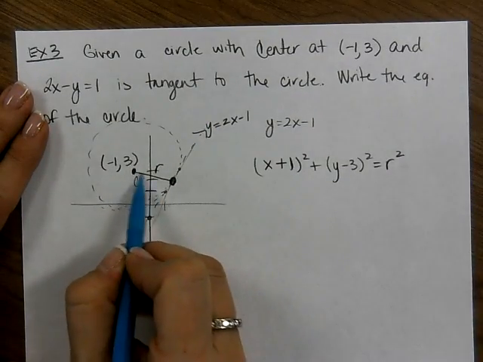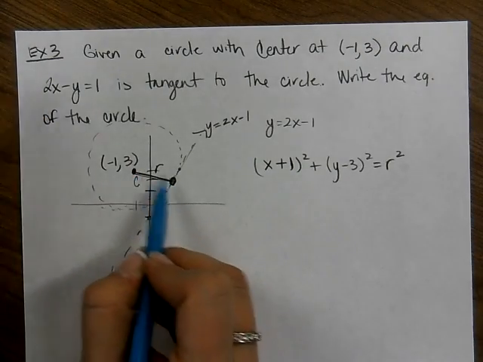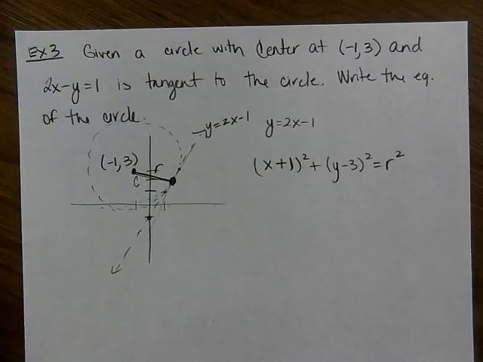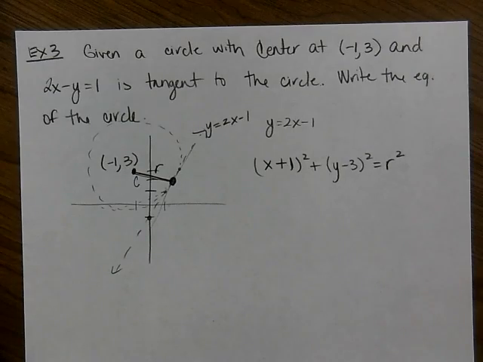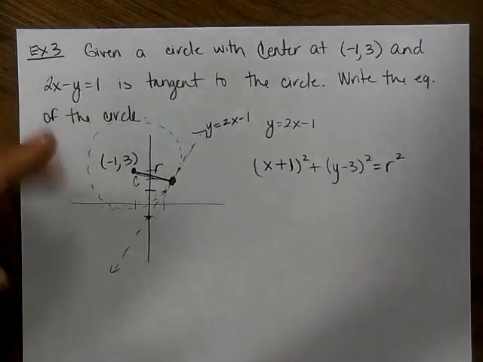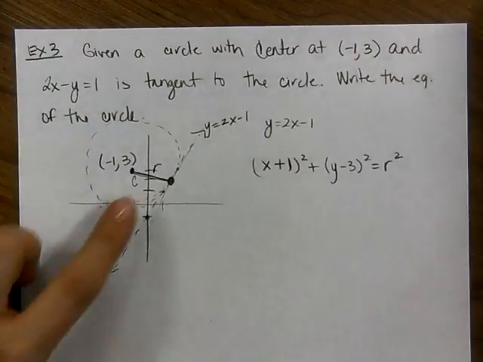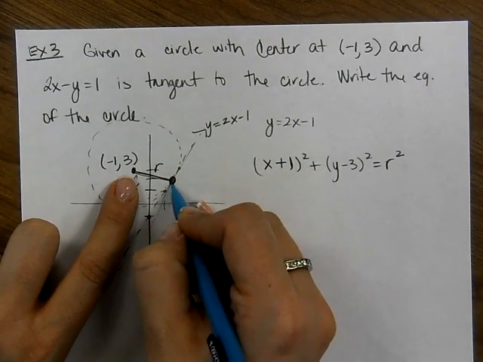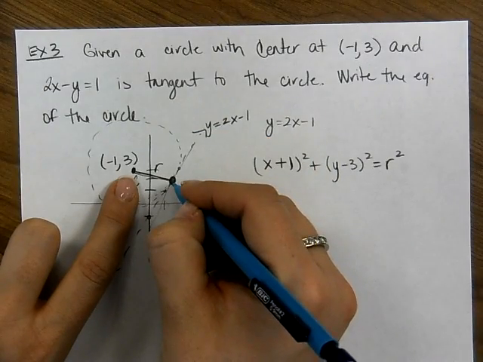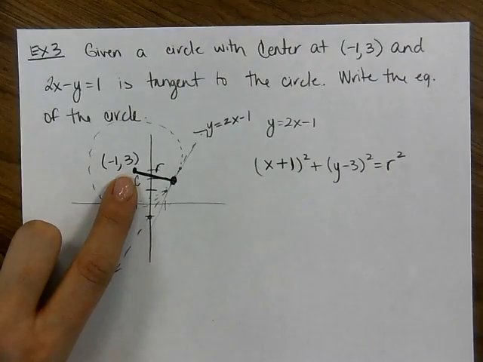So do you see why that new distance formula is going to come in handy for us? Can I find the distance from that point to the line, which represents the radius that I need? Does everyone see why? Yes, because remember that that distance formula measures the distance from a point to a line. The point is the center of the circle. The line includes the point that touches the circle. And the distance between those points is the radius.